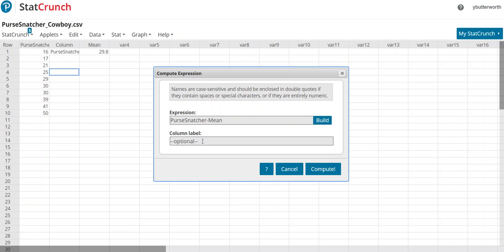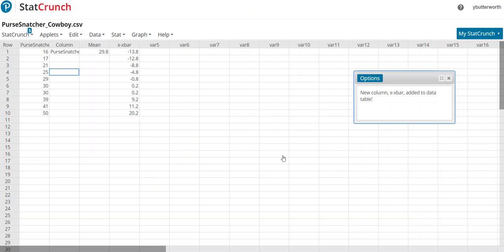And then I want a column label on this, and I'm going to call this column x minus x bar, so that I remember what it was that I did there. And now I'm going to compute. And now you see that it's filled this data with those values. So that's 16 minus 29.8, 17 minus 29.8, 21 minus 29.8, 29 minus 29.8, so on and so forth.